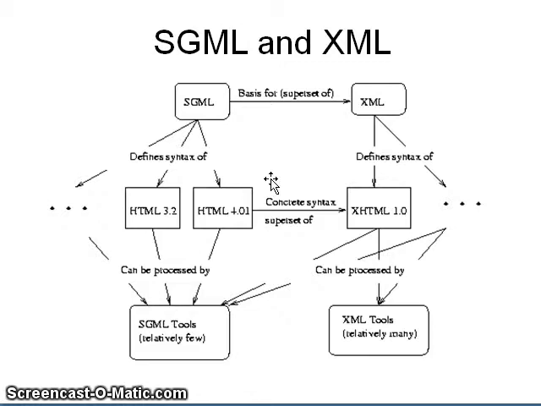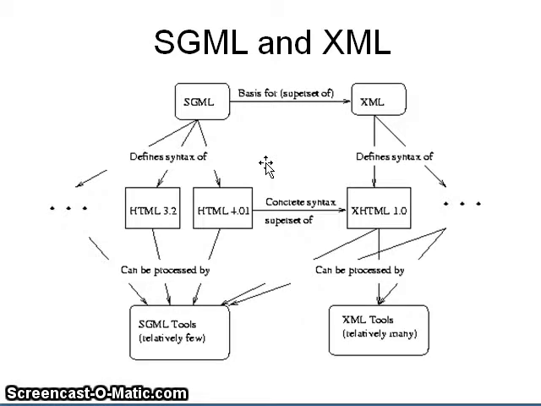This is the overall structure. SGML is the Standard Generalized Markup Language, and it is called the mother of the markup languages. So it can be considered a superset of XML. SGML is used for defining the syntax of HTML of different versions, and these can be processed by using SGML tools. Whereas XML defines the syntax of XHTML 1.0 and other versions of XHTML, and it can be processed by both HTML tools and XML tools.